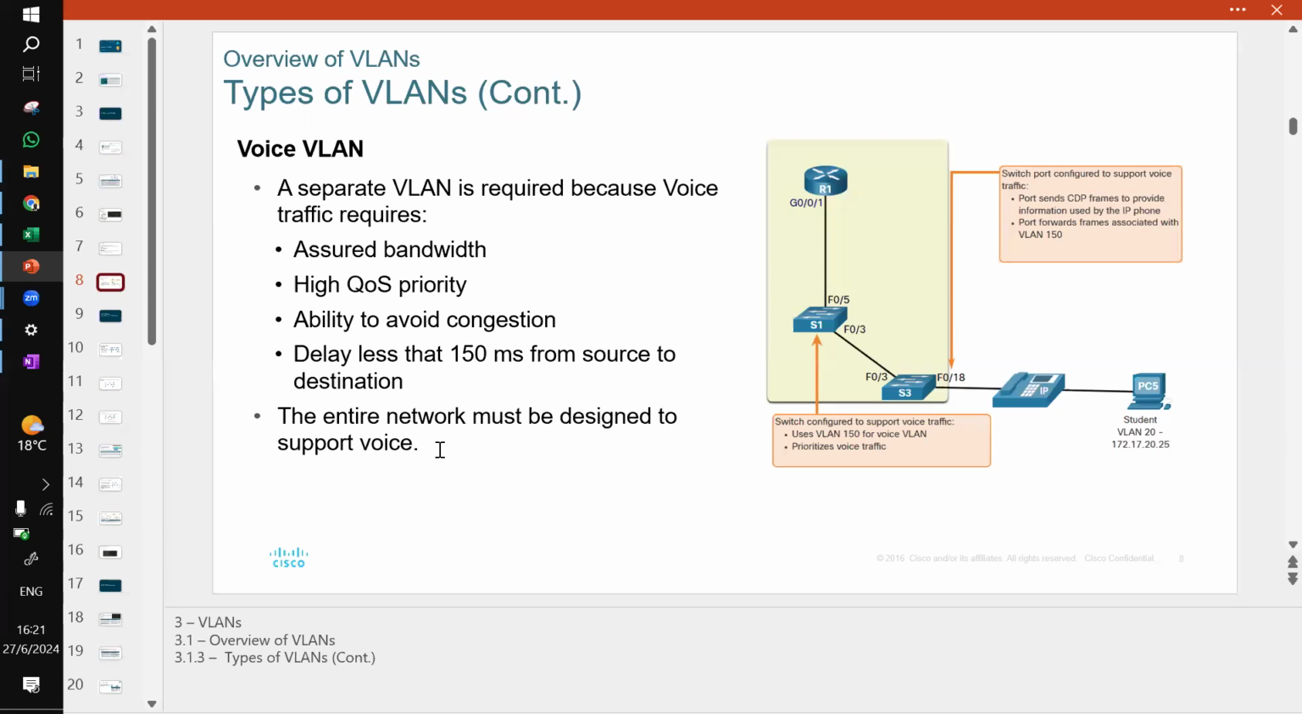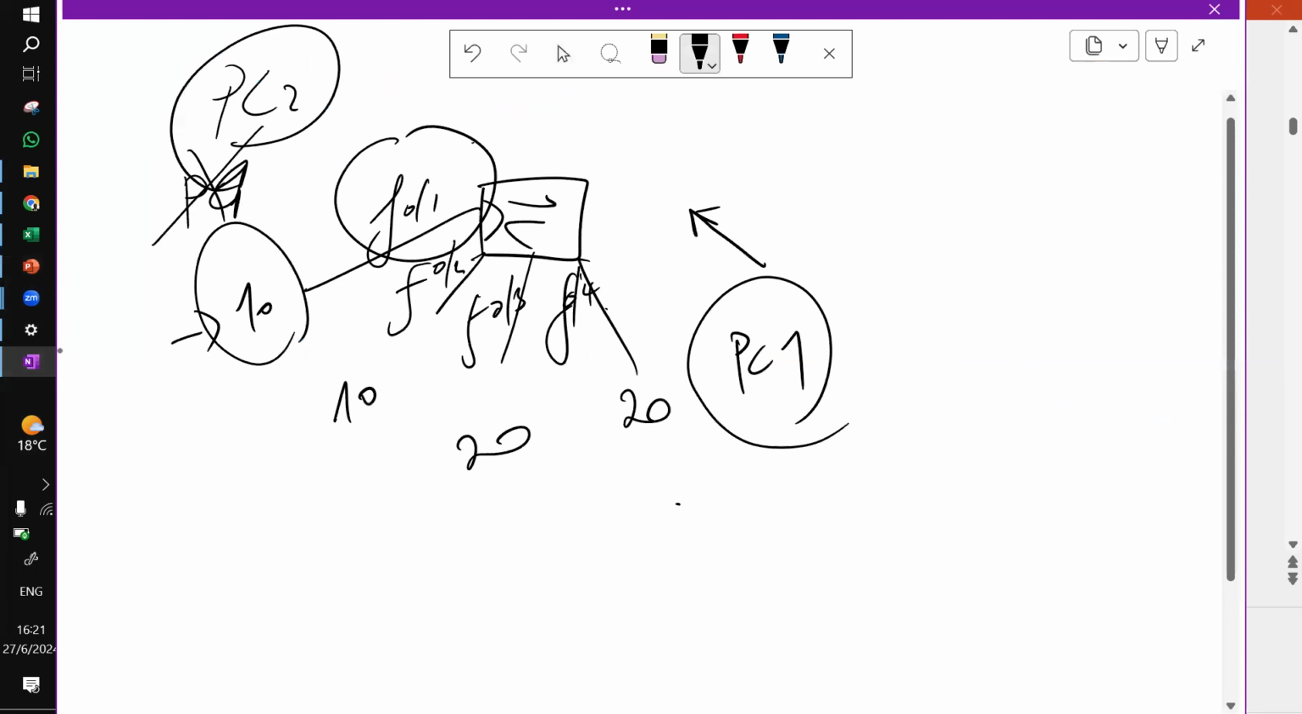When it comes to efficiency, take for example voice VLAN and data VLAN. The benefit of having VLANs is that you can separate traffic. When you separate the traffic, it becomes very easy to prioritize one type of traffic over the other. Right. Example.